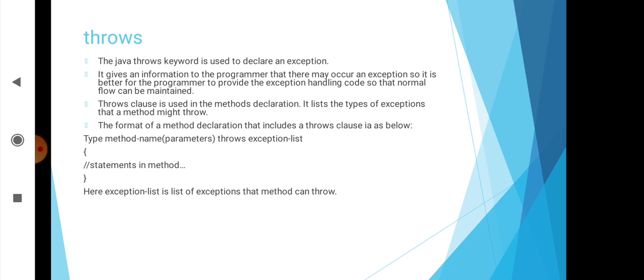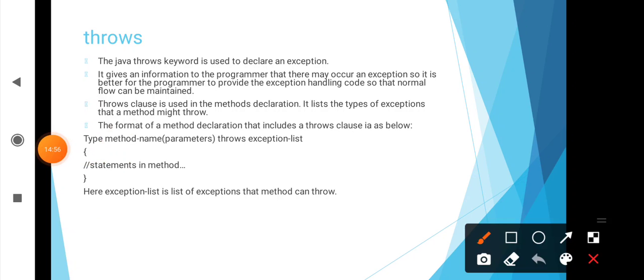First the type, method name, parameters, then throws exception list, and here the statements in the method. The exception list is a list of the exceptions that the method can throw.